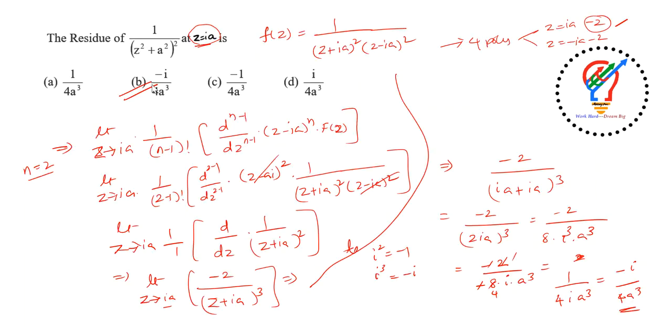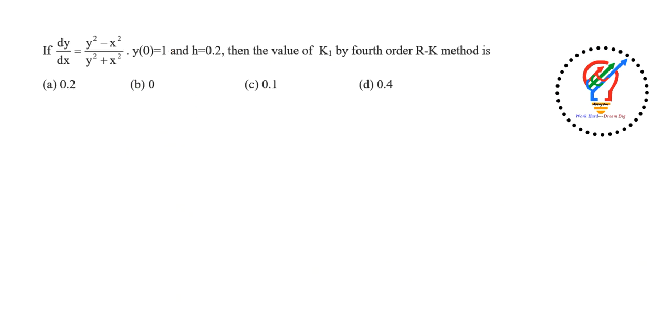So B is the right answer for this question. Okay, we'll move to the last question of this session. If dy by dx is equal to (y square minus x square) divided by (y square plus x square), y of 0 is equal to 1 and h is equal to 0.2, then the value of k1 by the fourth order RK method is. Here they're asking only the k1 value, so it is simple. We need to find k1.